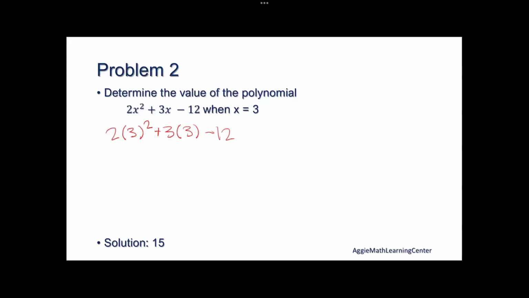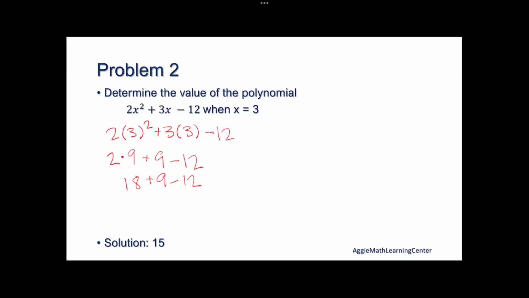Yes, exactly, to the exponent. So 3 squared is going to be 9, so that'll be multiplied by 9. And then we know 3 times 3 is 9, minus 12. 2 times 9 is 18. Okay, and then we've got 18 plus 9 minus 12.